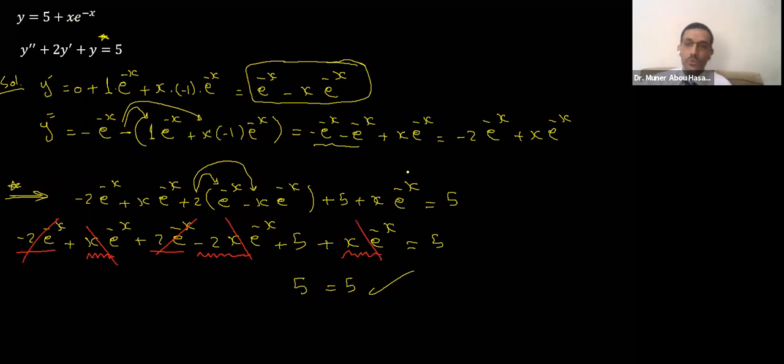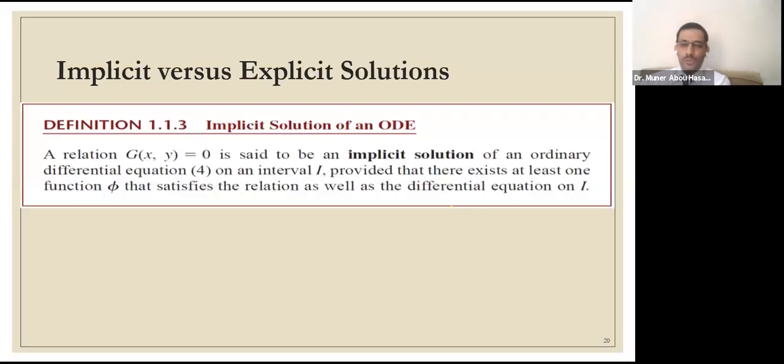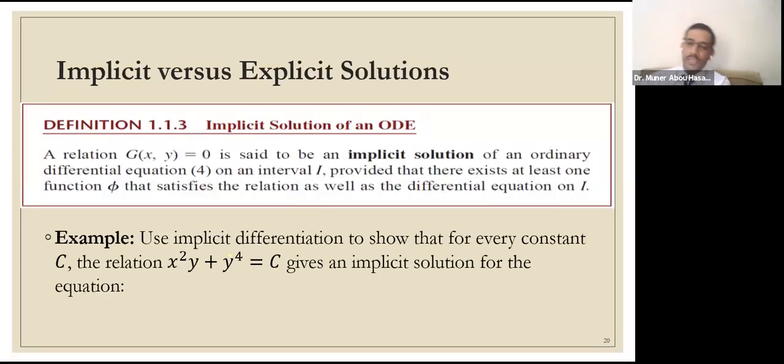Let us move to the implicit solution. Here I have the question. I have this relation. Can you see the relation here? And I need to check that this relation is an implicit solution for this differential equation.